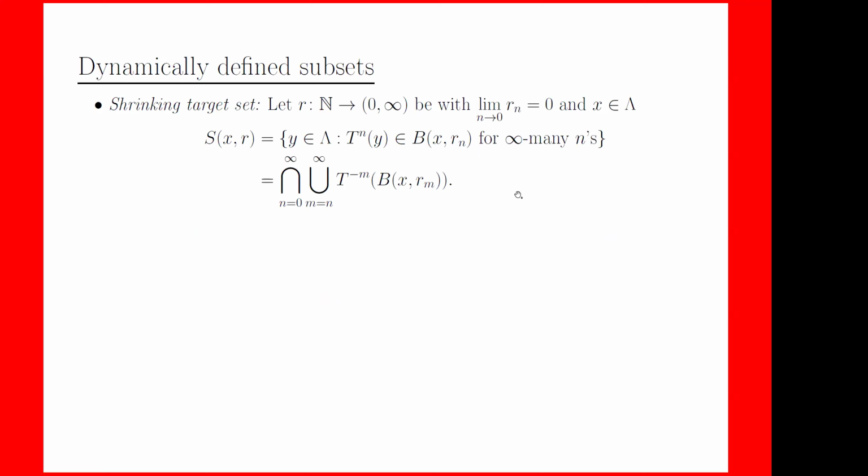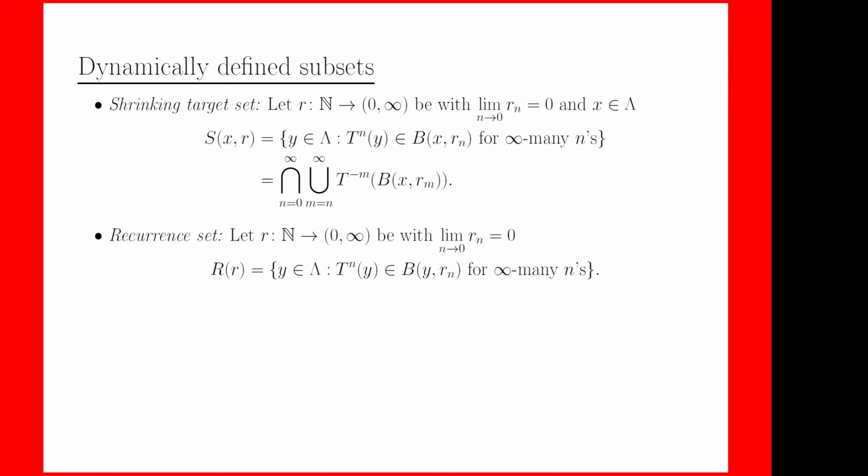Another type of such thing is the recurrent set. Here you also have some shrinking rate, but here you are interested in those points which are returning into their own neighborhood, into their own shrinking neighborhood, infinitely often.